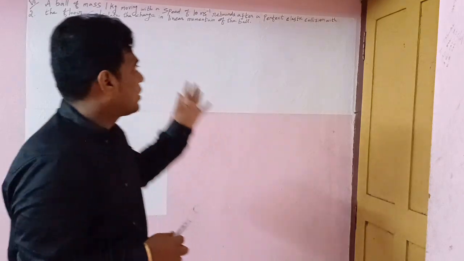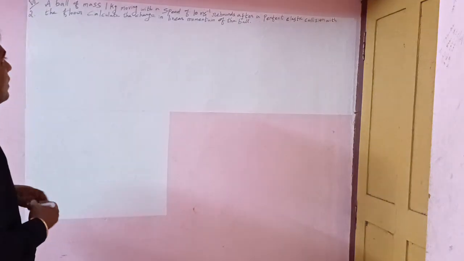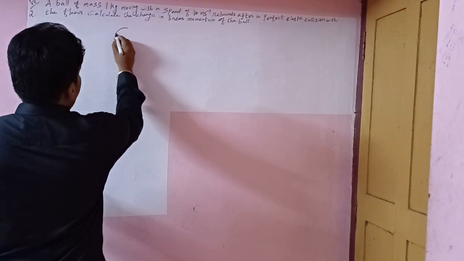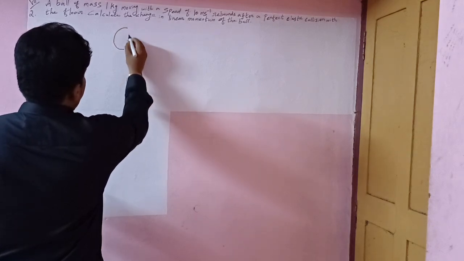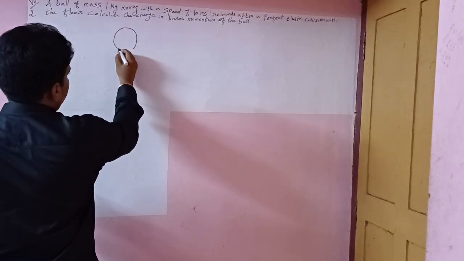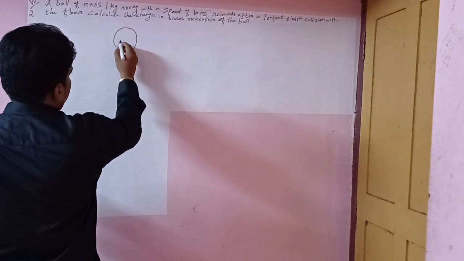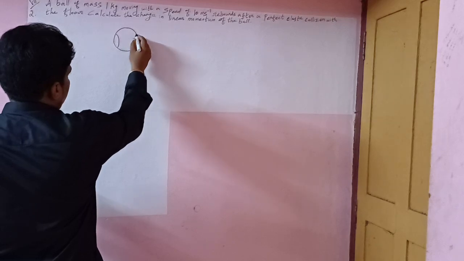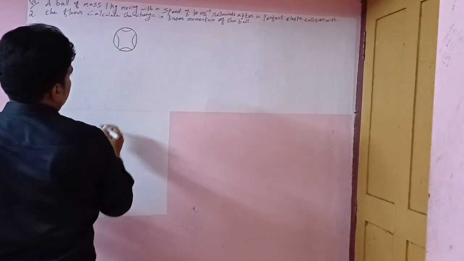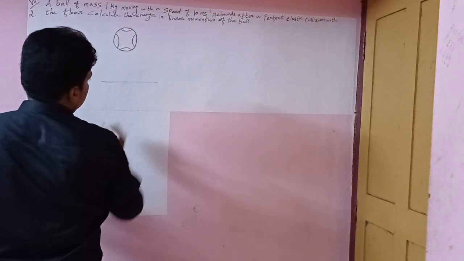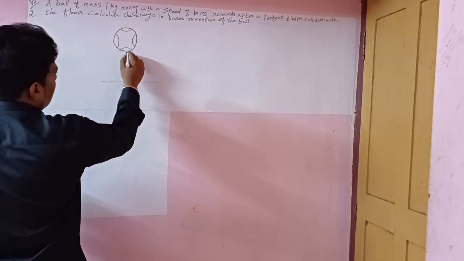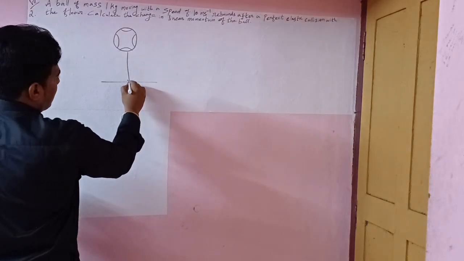So we have to look here carefully. First we have to draw the diagram. Perfect elastic collision. We have to consider the rubber ball, or any other ball, basketball or any other. So this is a horizontal surface. We apply pressure, so the ball will fall on the ground, on the surface.